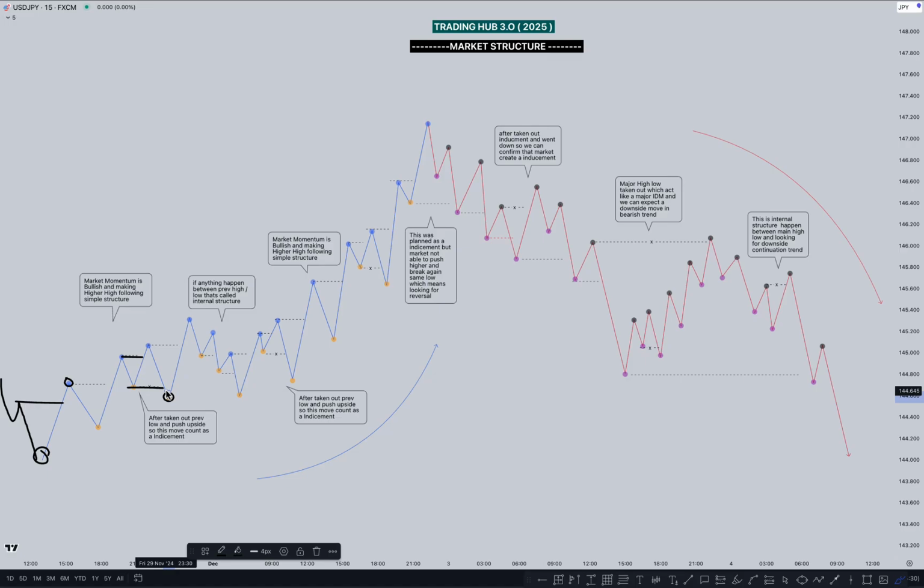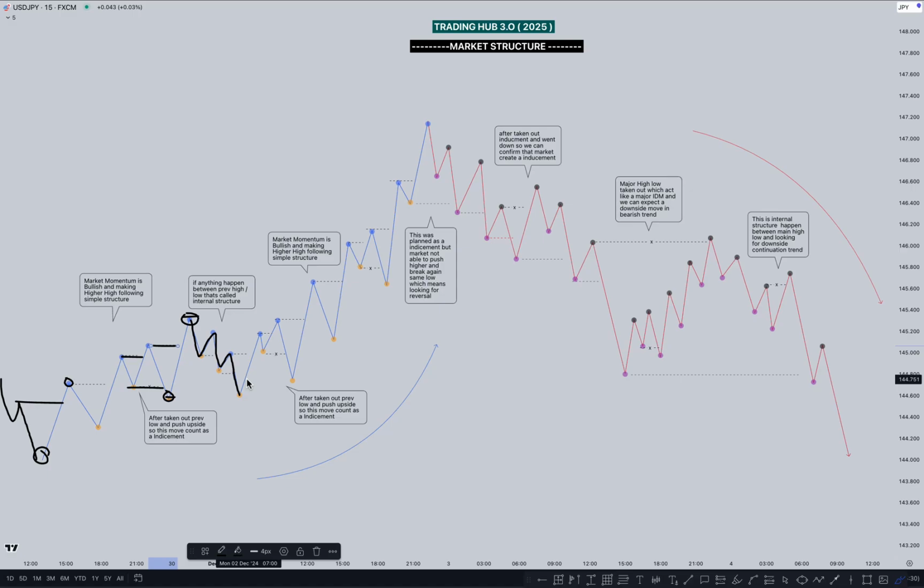What is the structure? Simply, you need to identify our simple structure here. Again, the market goes higher high. This is our next higher high, confirmed here. So if anything happens between this high and this low, this is called internal structure here. Okay. So again, what happened? The market pushes downside. Internally, we can see the market momentum is bearish, but externally we can say the major structure is bullish.